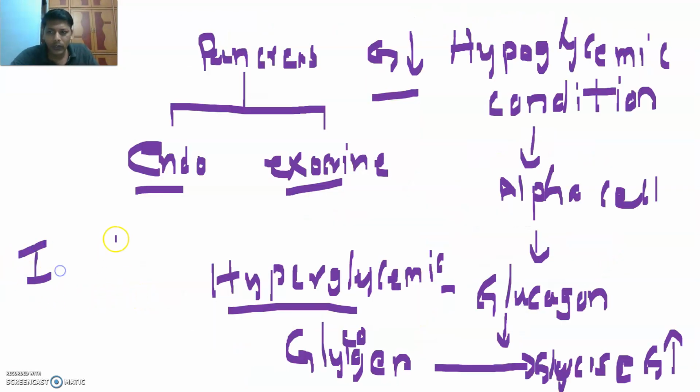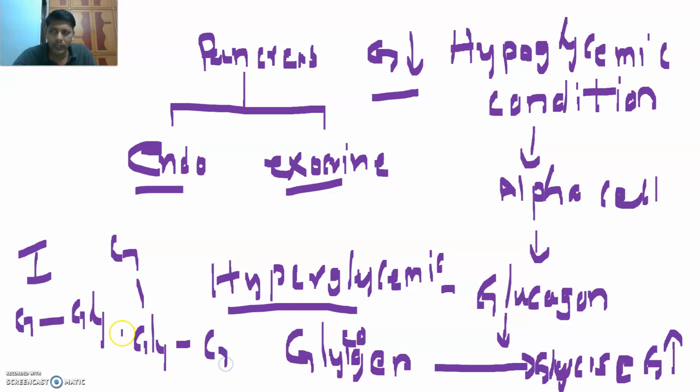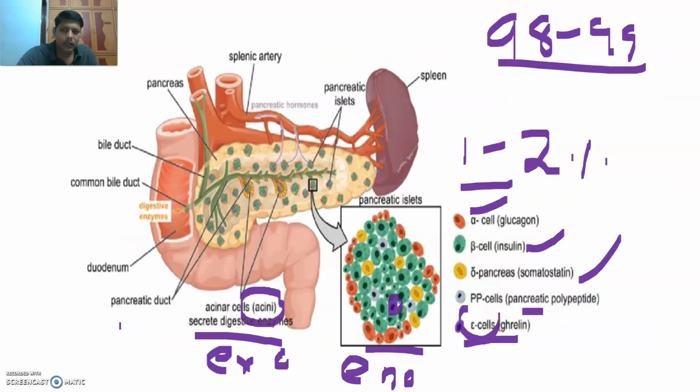That means these two hormones, insulin and glucagon, are called antagonistic hormones. Very, very important: there are different pairs of antagonistic hormones. Here insulin is converting glucose to glycogen, but on the other hand, glucagon is converting glycogen to glucose. Both work in opposite ways. This is the antagonistic pair.